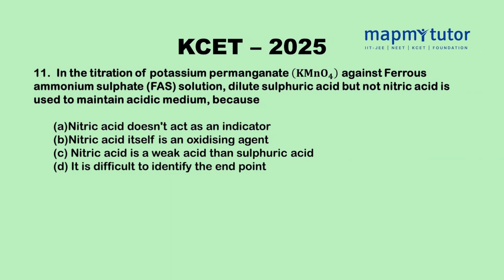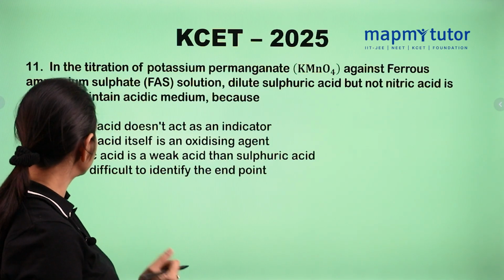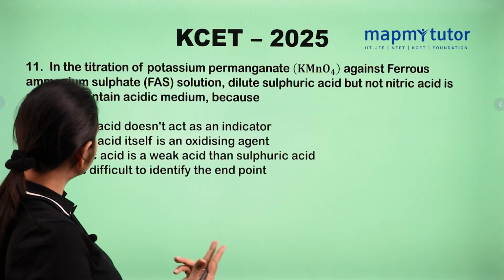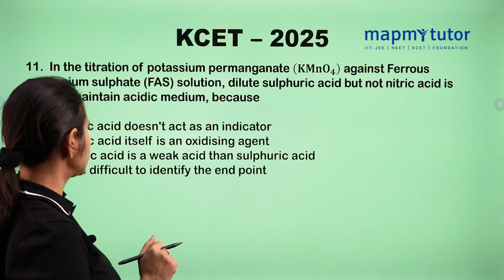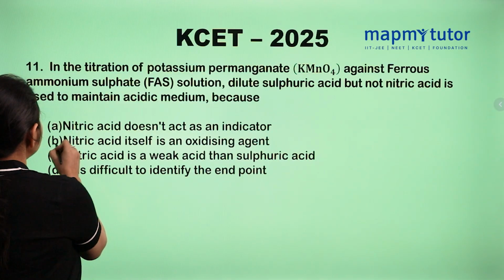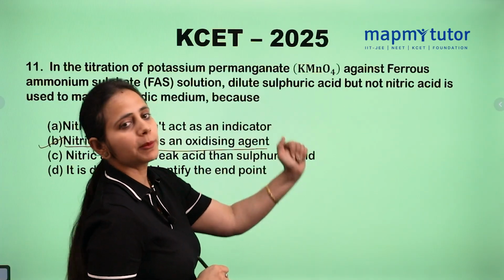In the titration of potassium permanganate against ferrous ammonium sulfate solution, dilute sulfuric acid is used but not nitric acid to maintain the acidic medium. What is the reason behind this? Let's see the options. Nitric acid does not act as an indicator. Nitric acid itself is an oxidizing agent. This is very right. Nitric acid itself acts as an oxidizing agent just like KMnO4.